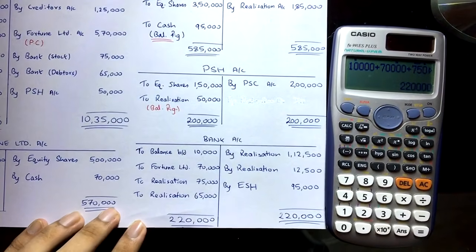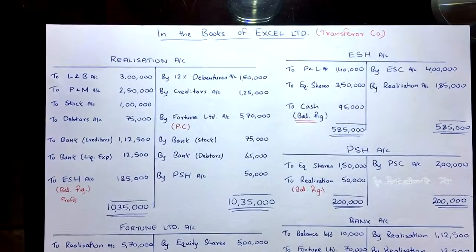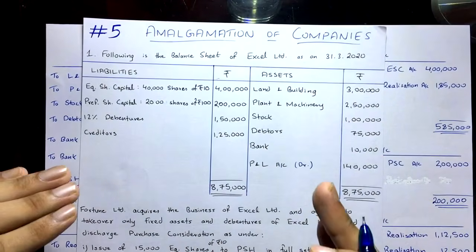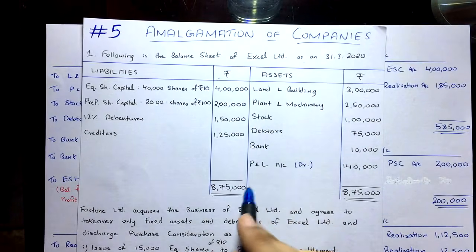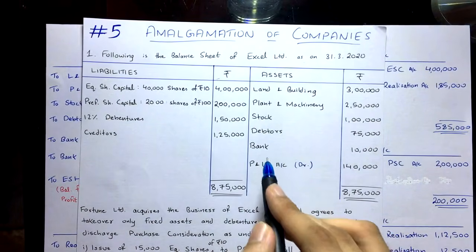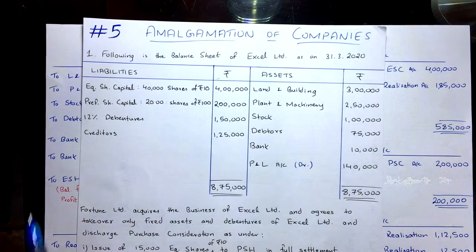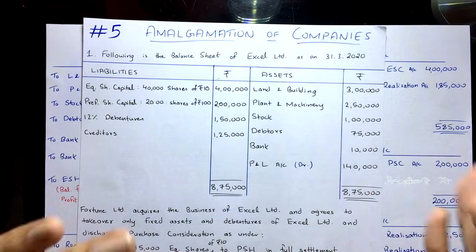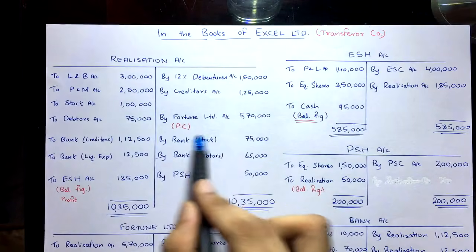Fine. So this is how you have to do it. First you have to close the balance sheet by dumping all the assets and all the liabilities, whether taken over or not taken over, except the fictitious asset. You don't have to take fictitious assets into the realization account, and cash also. If the cash is taken over, then fine, you can take the cash to realization. Otherwise, don't take cash. Rest, all assets and all liabilities, taken over or not taken over, take all of them to the realization account at the book values, and then take the purchase consideration.